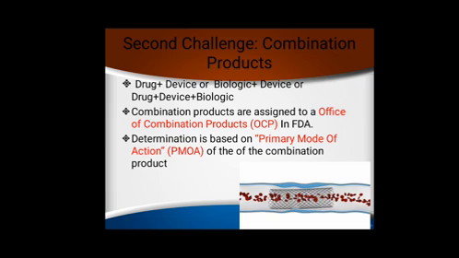In these cases, combination products are assigned to an FDA center that will have primary jurisdiction for its pre-market review and regulation. Determination is based on the primary mode of action, PMOA, of the combination product. For example, a drug-eluting stent consists of drug and device, but because the PMOA of this product is attributable to the medical device, the drug-eluting stent is considered a medical device.